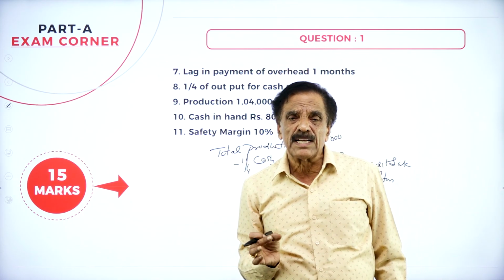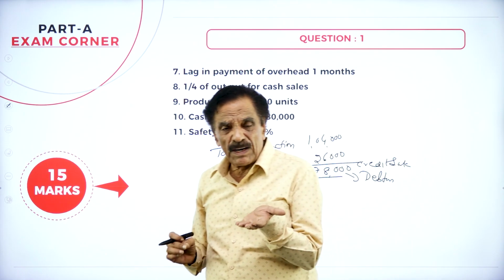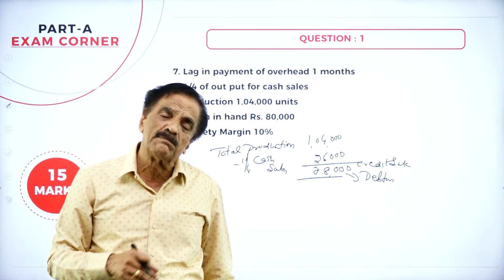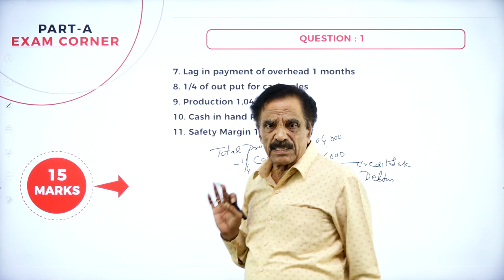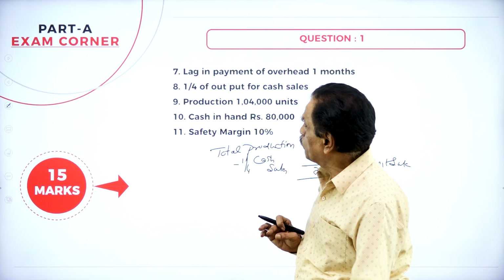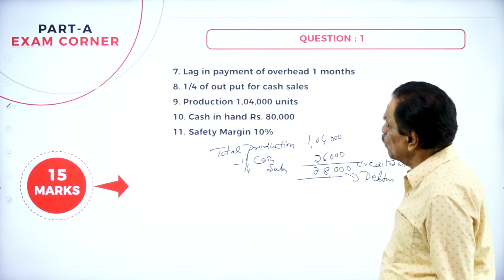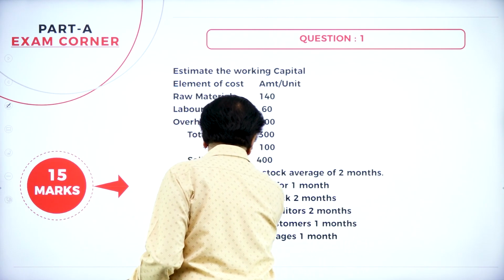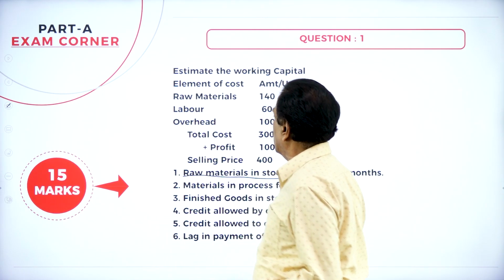Current assets minus current liabilities is called working capital. For that, add a 10% margin, 15% margin. When you make the total, it becomes net working capital. That's the procedure. We will move on to the problem now. Slowly we can move on to the problem. What is the first one? Raw materials in stock an average of 2 months.